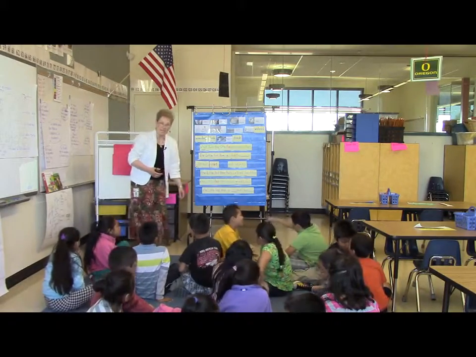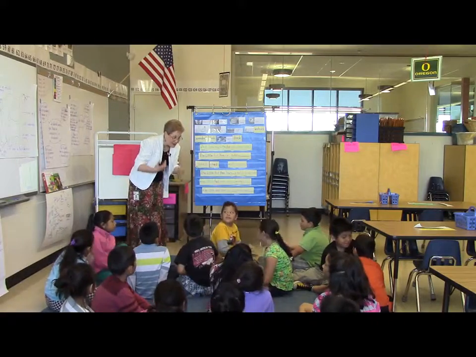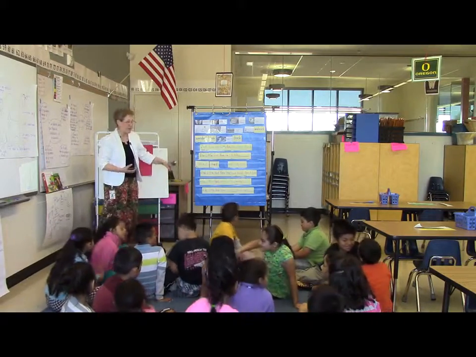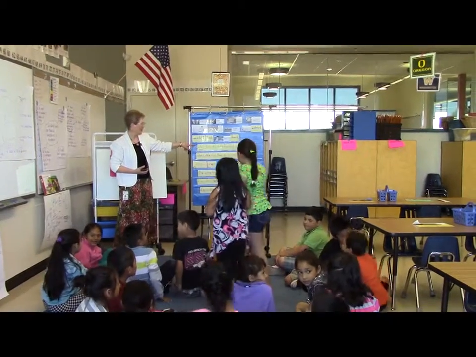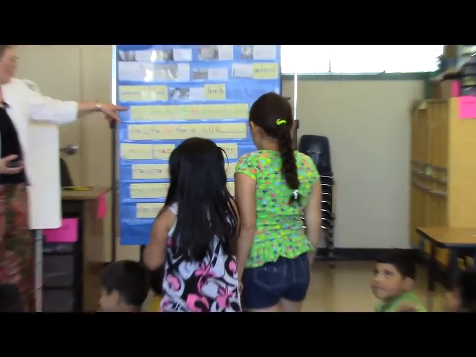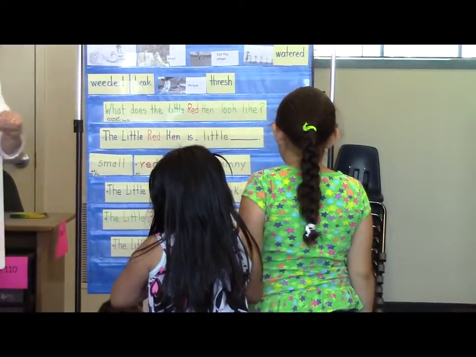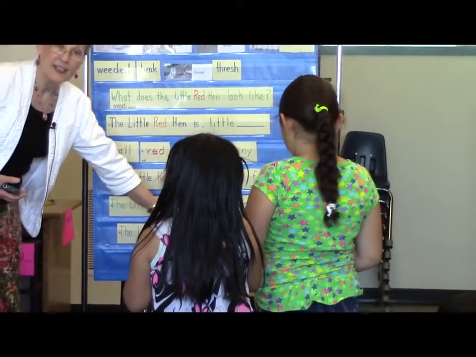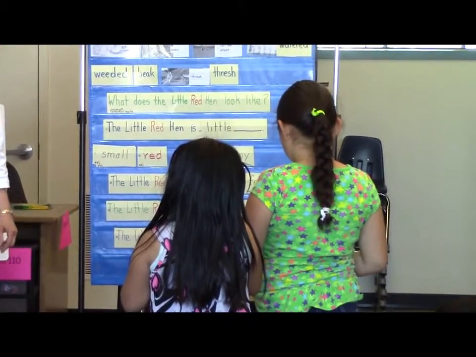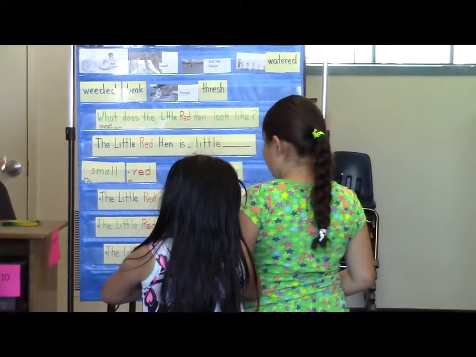All right. Did everybody get a chance? Would you two ladies stand up and share with us what you came up with? All right. Here we go. Somebody ask a question. What does the little red hen look like? And what was your answer? Everybody listen. The little red hen has feathers and wings. The little red hen has feathers and wings.